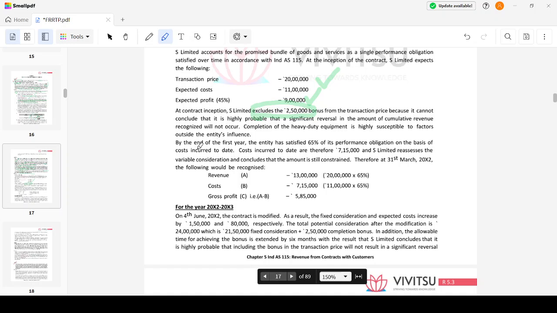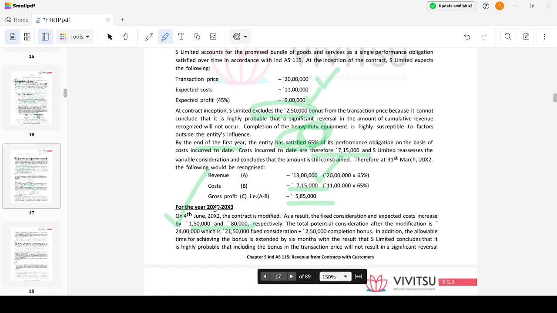But at the end of the first year, the entity has satisfied 65% of the performance obligation. The cost to date was 7,50,000. So, reassessing: 13 lakhs, because I've satisfied 65%, cost will be 7,50,000 and profit will be 5,85,000. On 4th June 20X2, the contract is modified. As a result, the fixed consideration and expected cost are increased by 1,50,000 and 80,000 respectively. The total potential consideration would be how much?